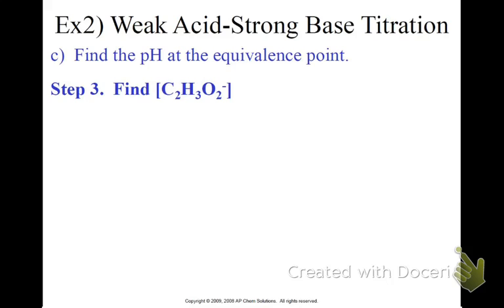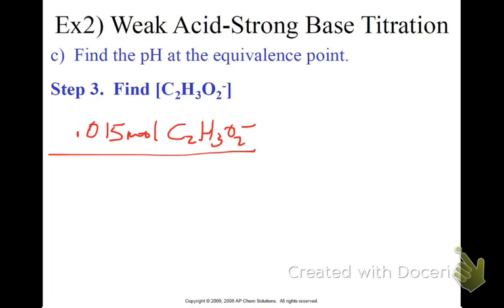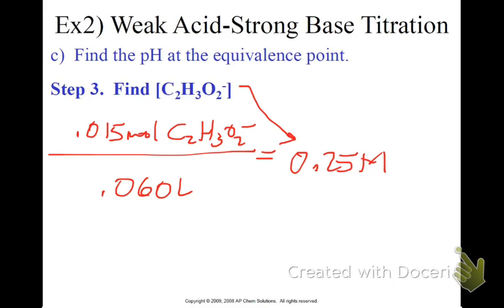So if we have 0.015 moles of acetate, and we have 0.060 liters of solution, that means our concentration is going to be 0.25 molar. And that would be our concentration of acetate.